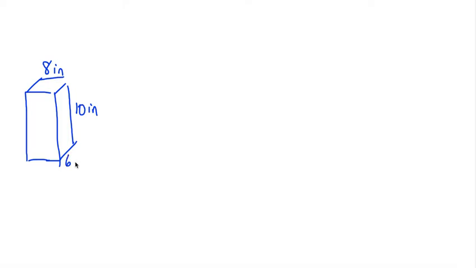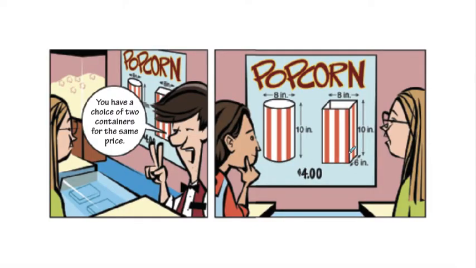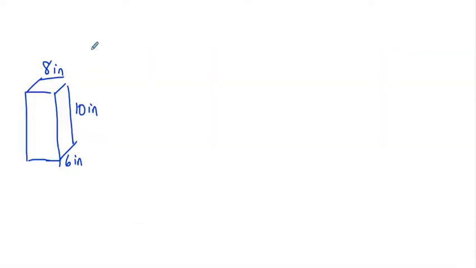So you may find it helpful to draw a picture of your objects. So we'll start with the cylinder. Actually, we'll start with the rectangular prism. All right, so we know that it has a width of 8 inches, it has a height of 10 inches, and it has a length of 6 inches. So just double check from our picture. Yep, that's exactly it.